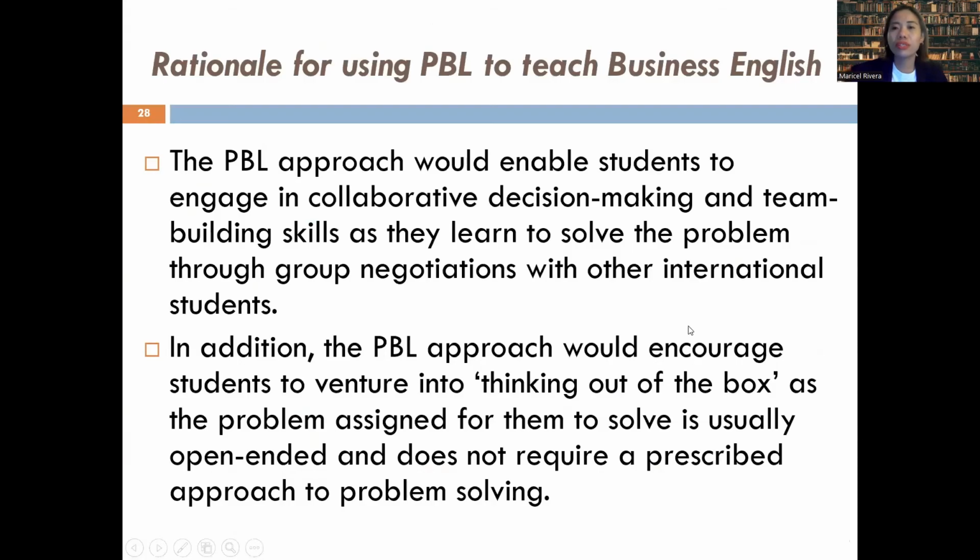And rationale for using PBL. Why do we have to use the problem-based learning to teach business English? So this approach actually would enable the students to engage in collaborative decision-making and the team-building skills, and they would be able to solve the problem through group negotiations with other international students.